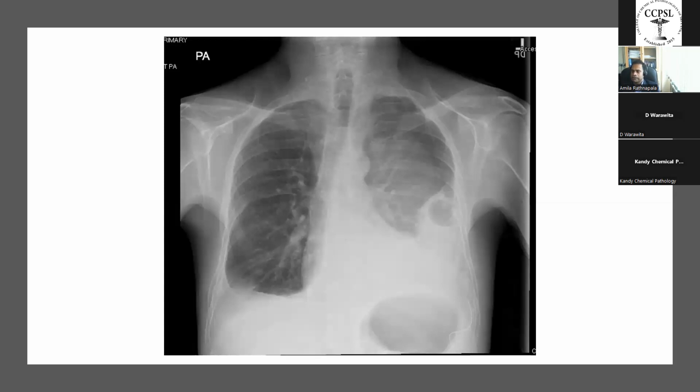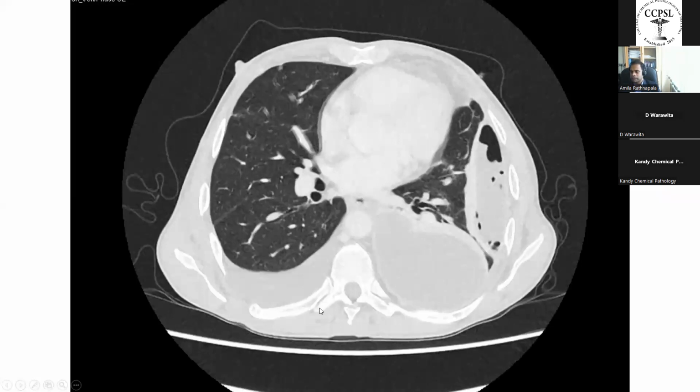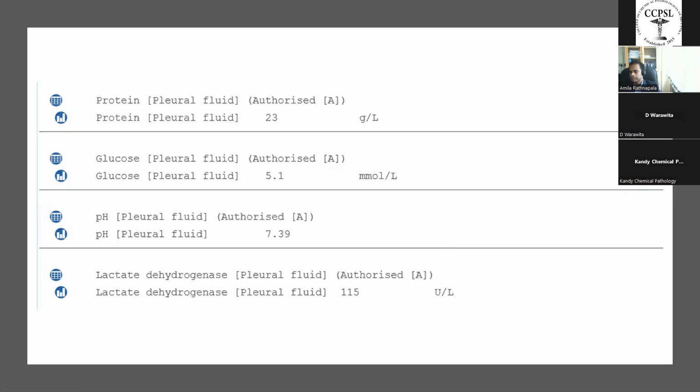So this is the chest X-ray. As you can see, there are bilateral pleural effusions, and on the left side, there's a cavity with a pleural fluid accumulation. And we did a CT scan. You can see the bilateral effusions. On the left side, there are multiple complex pleural effusions with cavities. So we did a pleural fluid analysis.